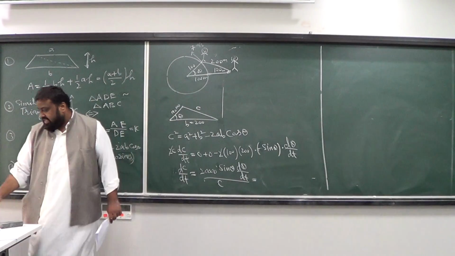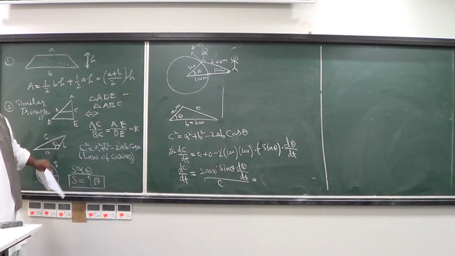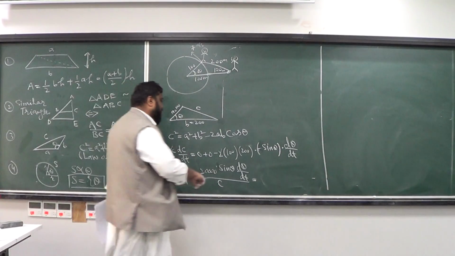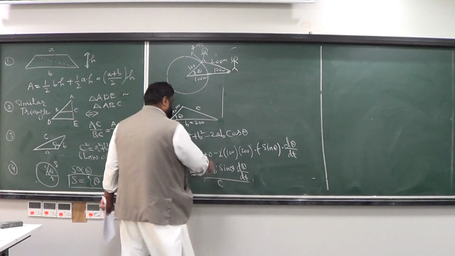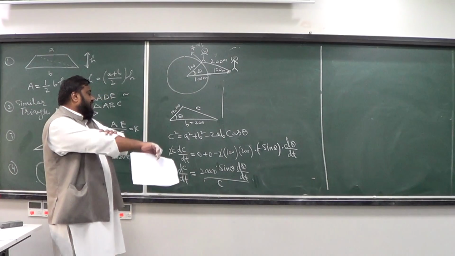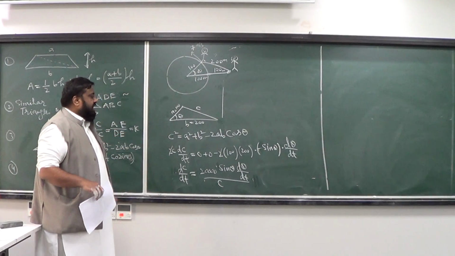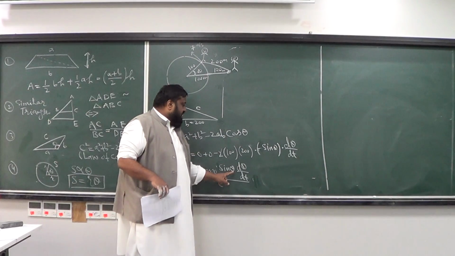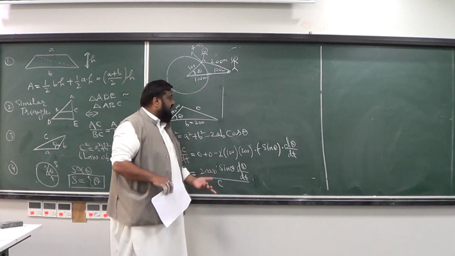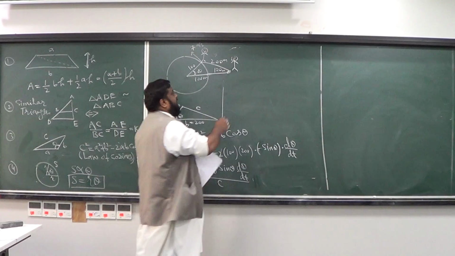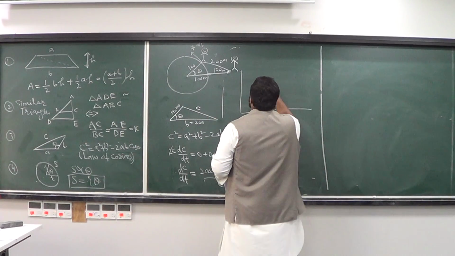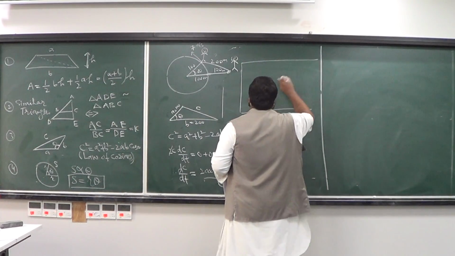Okay, so we reached this conclusion, this relationship, so now we need to calculate these values. We need sine theta, we need C, and we need d theta by dt. By the way, can I find theta and C? The answer is yes, actually. First you can find theta and C.